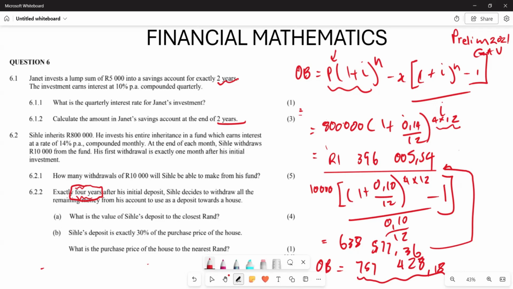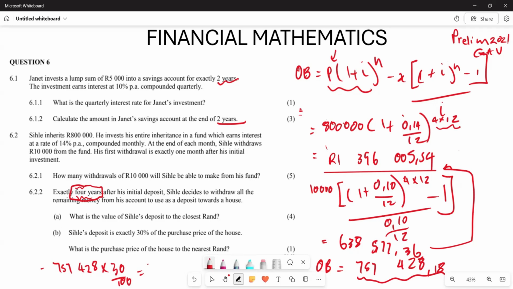They say Sihle deposited exactly 30% of the purchase price of the house. What is the purchase price of the house to the nearest rand, right? So now from this particular amount, remember the amount was 757,428 multiplied by 30%. 30% is 30 over 100. So this is going to be what? Now, when you plug that in your calculator, what is it that you're going to get?